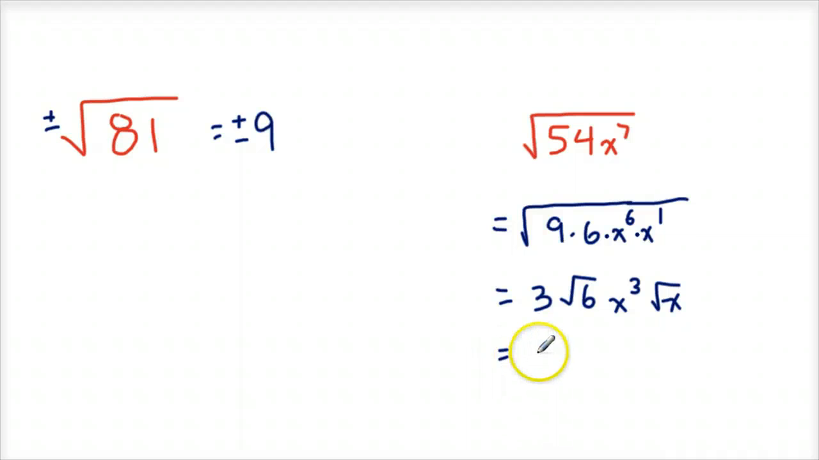So last thing I'm going to do is just bunch everything together. That's 3x cubed times the square root of 6x is what I'm left with. So that's the way to simplify that. Those ones are a little tricky. They're a little more involved, obviously, than just the square root of 81. But that's, again, stuff that we should know and stuff that we'll see this year.